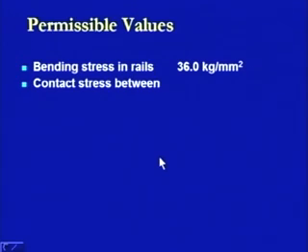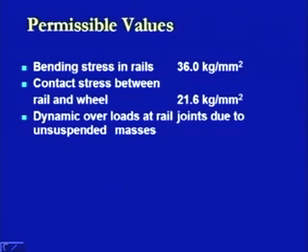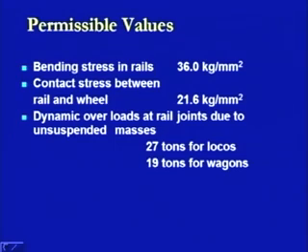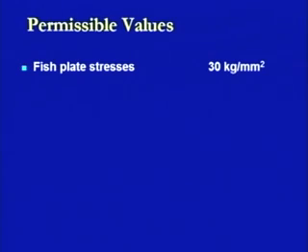Now, we come to certain permissible values. In the case of bending stress in rails, it is 36 kg per mm square. The contact stress between rail and wheel is 21.6 kg per mm square. The dynamic overload at rail joints due to unsuspended masses is 27 tons for locomotives and 19 tons for wagons. The formation pressure is 3.5 kg per centimeter square for locomotives. It is 3 kg per centimeter square for wagons.